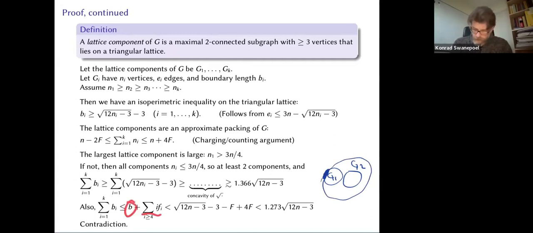If it's not on the outer edge of the graph, then just beyond that edge, so here's a nice triangular thing, just on the other side, there must be a non-triangular face. So again, by counting non-triangular faces, by counting stuff carefully enough, you get this. You can bound by this. We already bounded this F before. So then we get some smaller constant times square root 12 n minus 3. And together this gives a contradiction. So the largest lattice component is really large.